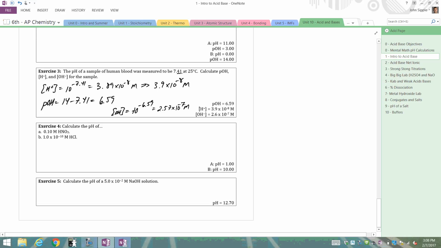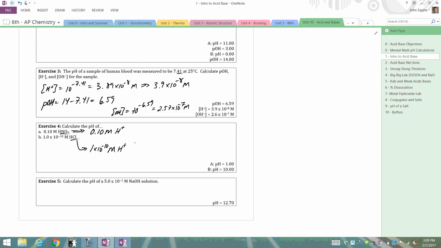Pretty straightforward again. Once again, the next question, these guys are both strong. So ultimately, this is also saying 10 to the minus 8 molar H plus is in solution. And this one here is saying that HCl is going to break up into 1 times 10 to the minus 10 molar H plus ions as well as Cl minus ions, but we don't care about those because they don't determine the pH.